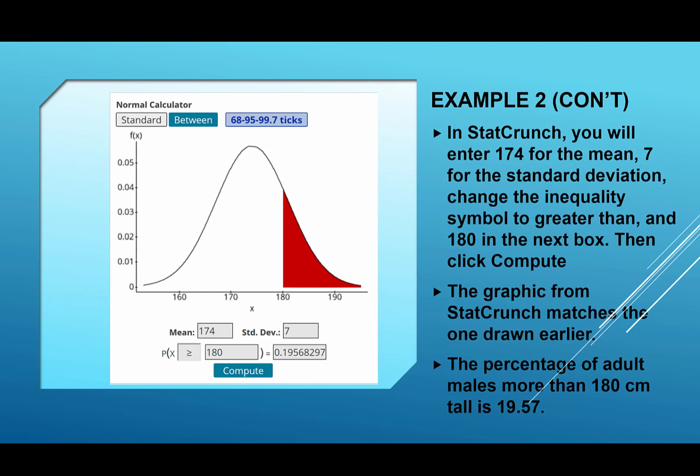So then we proceed to StatCrunch, and once we have the menu shown, you would enter 174 for the mean, 7 for the standard deviation. We would need to change our inequality to greater than, and then enter the data value of 180 and click Compute. Notice this graphic matches what we did earlier, and also the percentage of adult males more than 180 centimeters tall is 19.57.